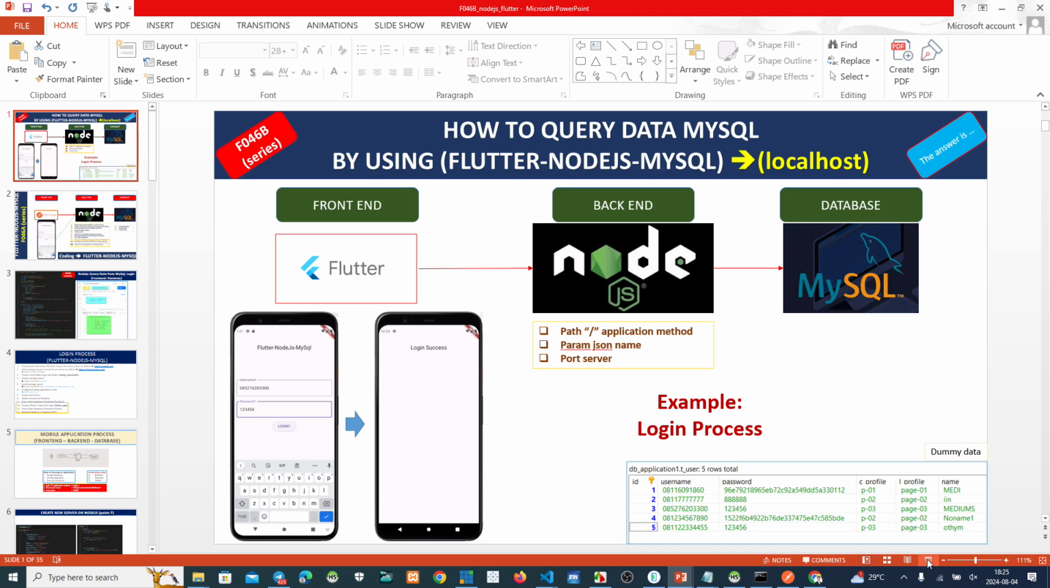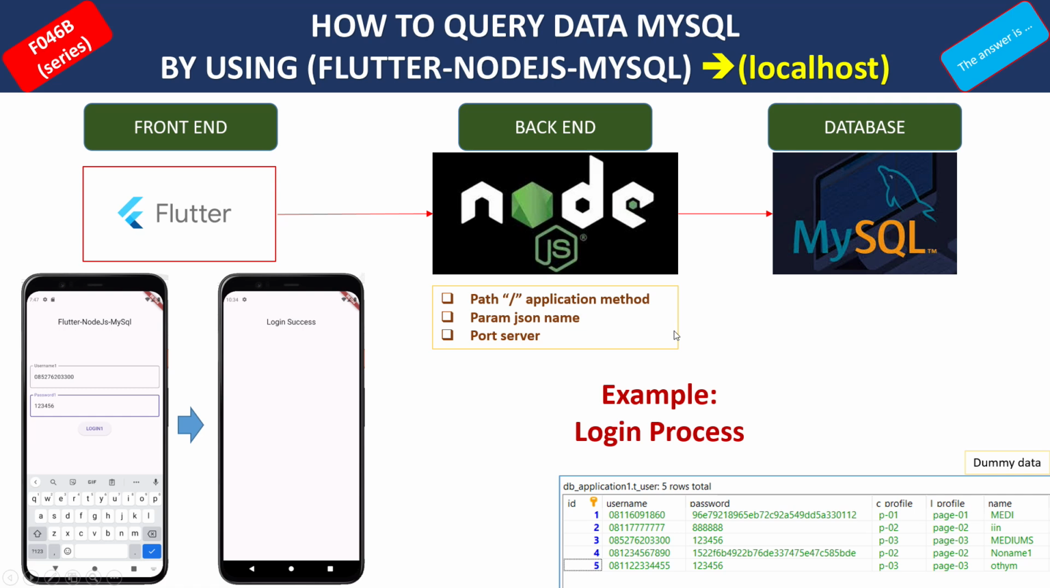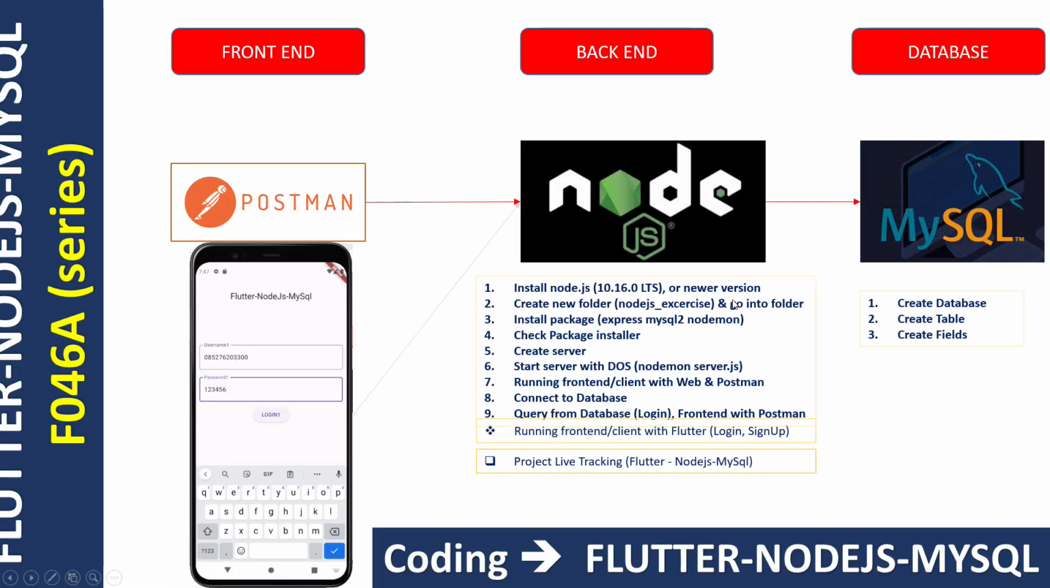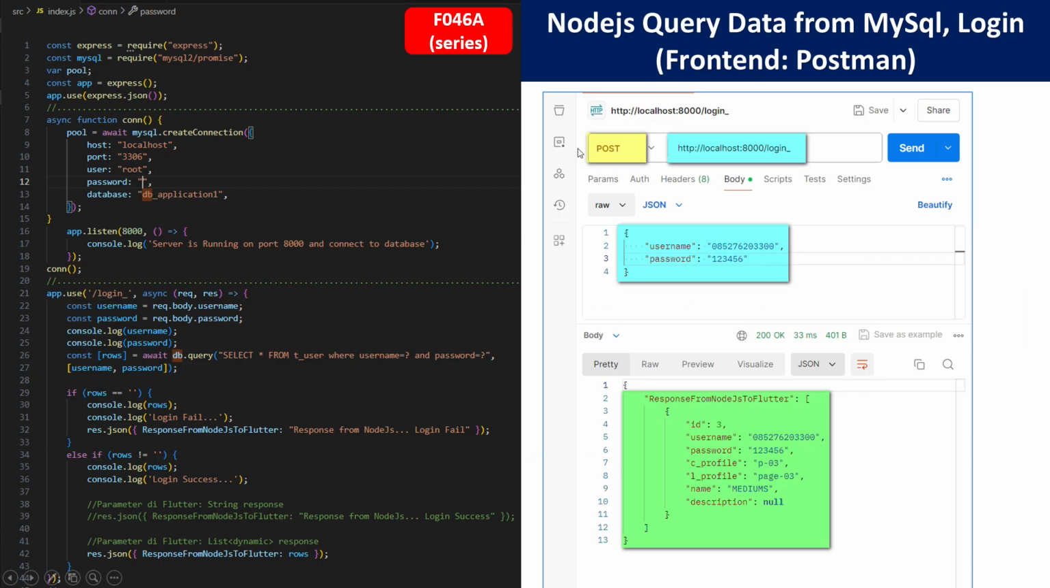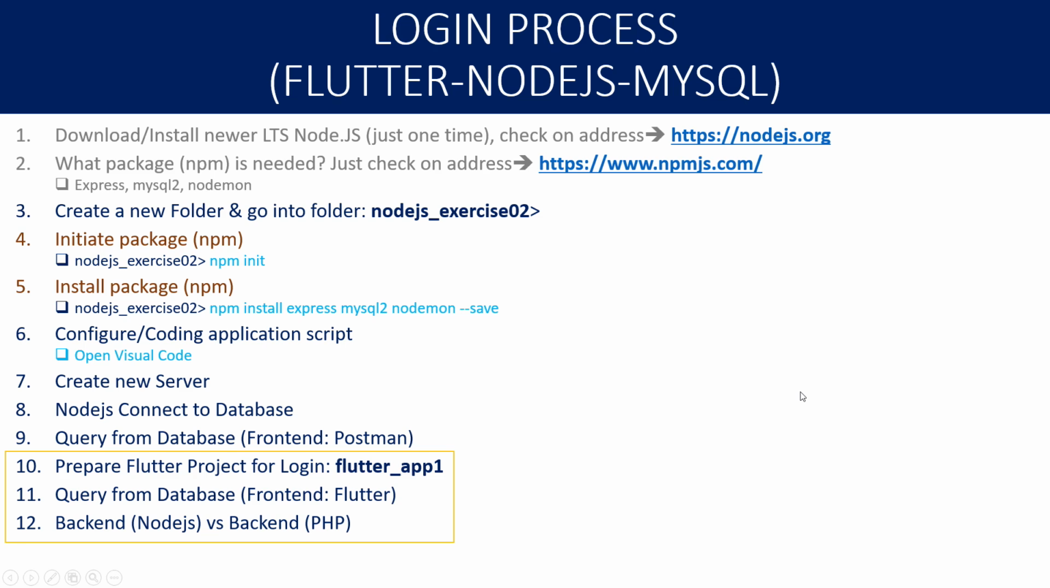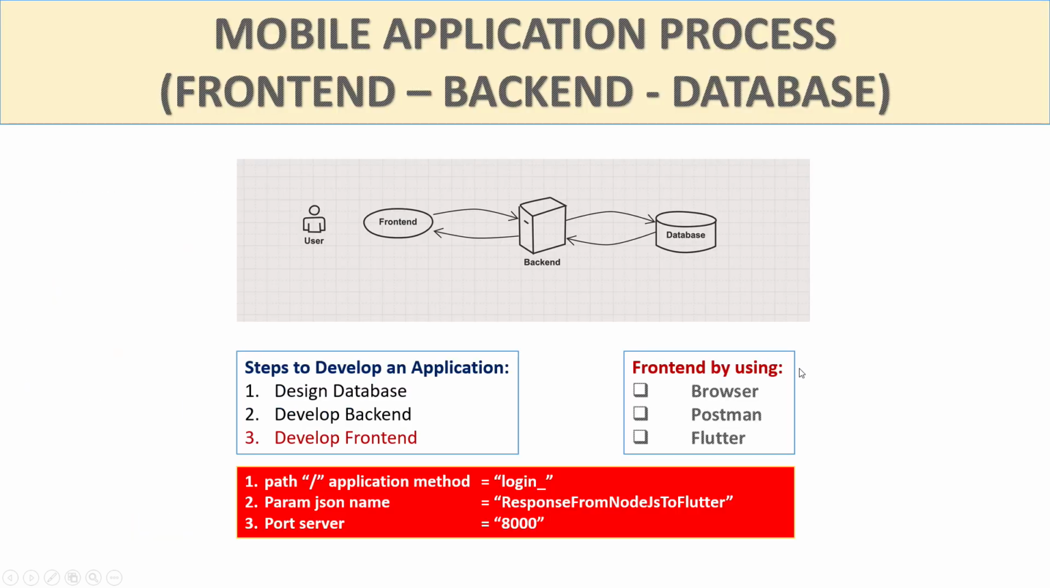Okay, before we stop this presentation, let me review again. This is my presentation. Okay, coding Flutter Node.js. Okay, this is if we use Postman become a front-end to query data. Just put here the username and password, and don't forget use this one JSON, yeah, and also body. Yeah, I have show to you. Okay, this one is okay.